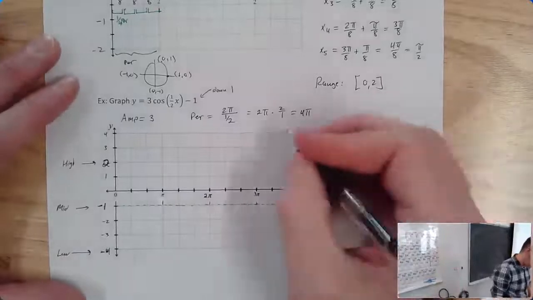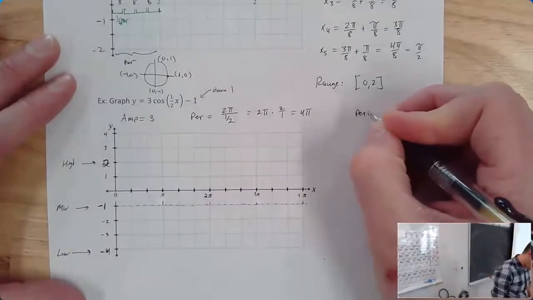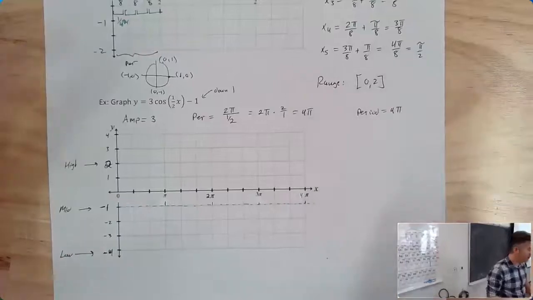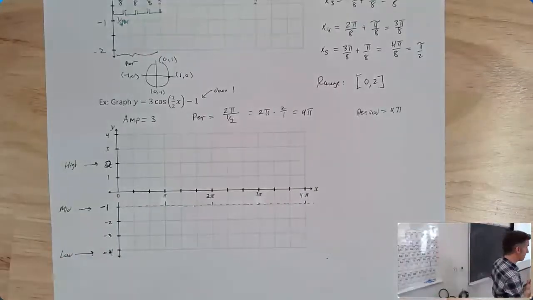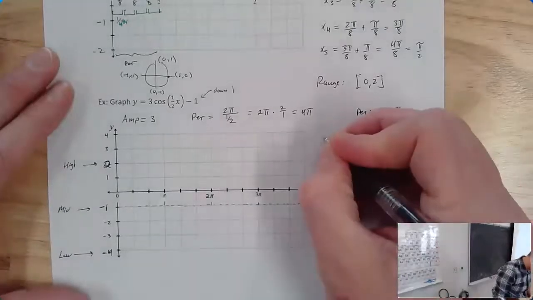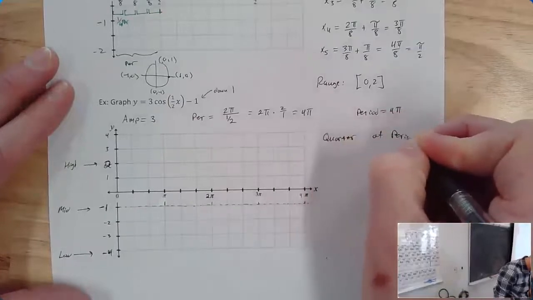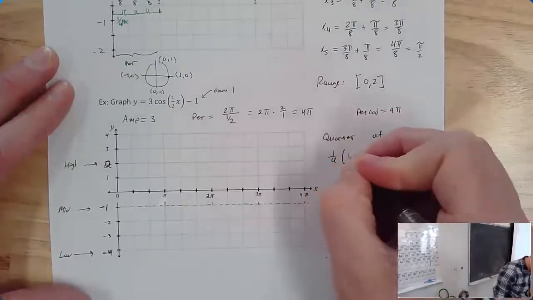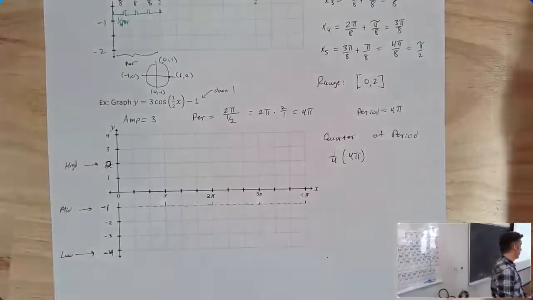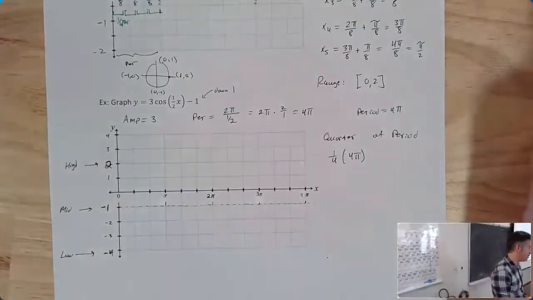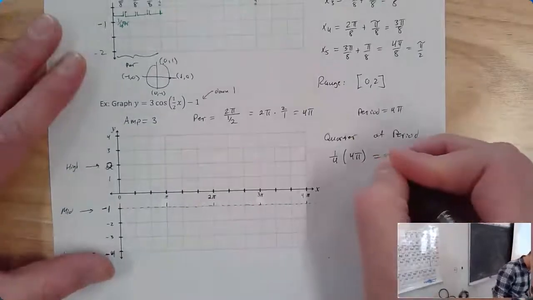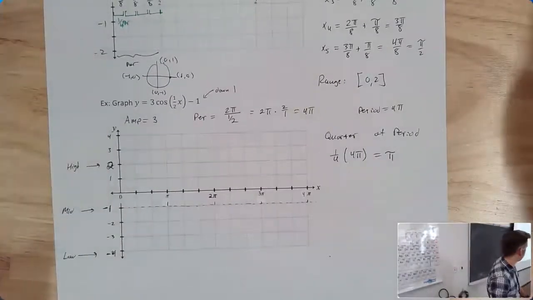So our period is 4 pi. And whenever you're finding a quarter of the period, it should be less. I've definitely seen people accidentally multiply wrong and make it 4 times as much instead of a fourth as big. So make sure that when you're finding the quarter of the period, which is 1/4 times your period, that number is less than what you started with. 1/4 times 4 pi, the 4's cancel, and you just get pi. So 1/4 of our period is pi.